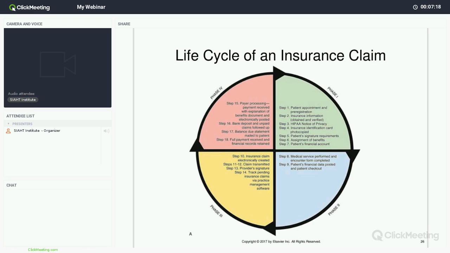In phase one, patients make an appointment, pre-registration, insurance information, a HIPAA form is provided, patient signature is required, and then account assignments of benefits and financial accounts. Phase two is where medical services are performed and the encounter form is completed. And phase three, where the insurance claim is now electronic. At one point, it used to be done through fax and mail. Now, insurance claim forms are electronically created. Claims are transmitted. The provider signs the form. Tracking of the insurance claims is completed via medical software.